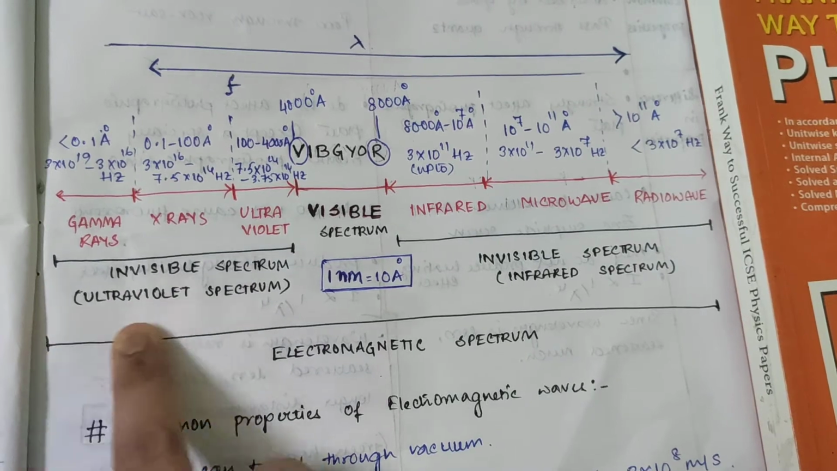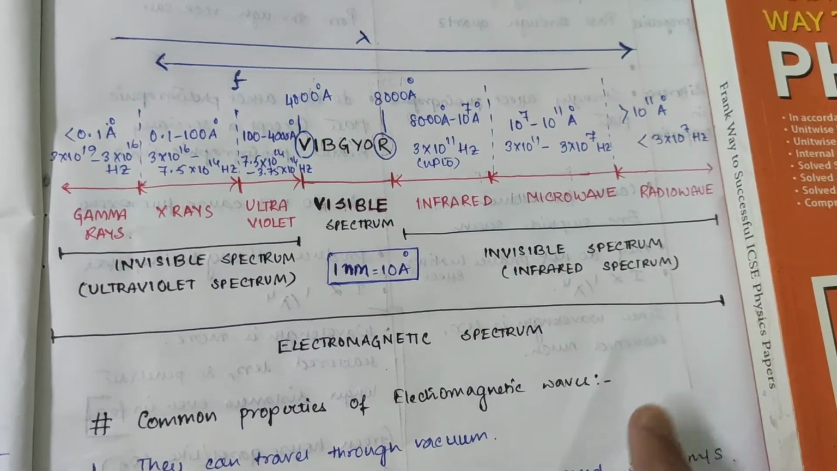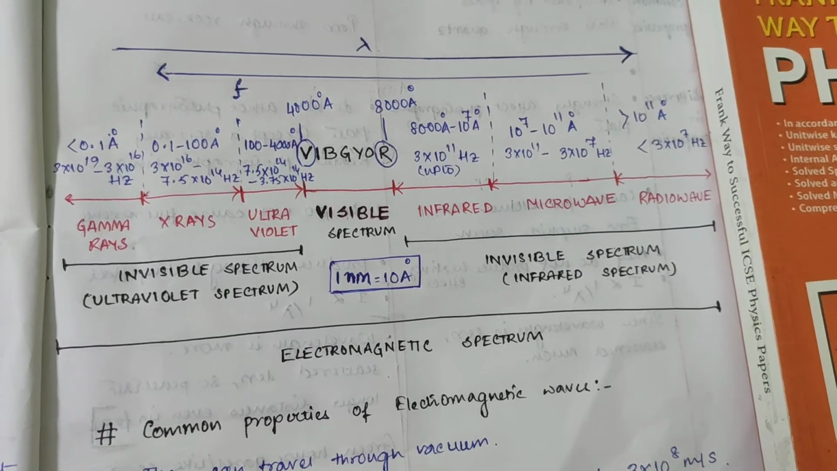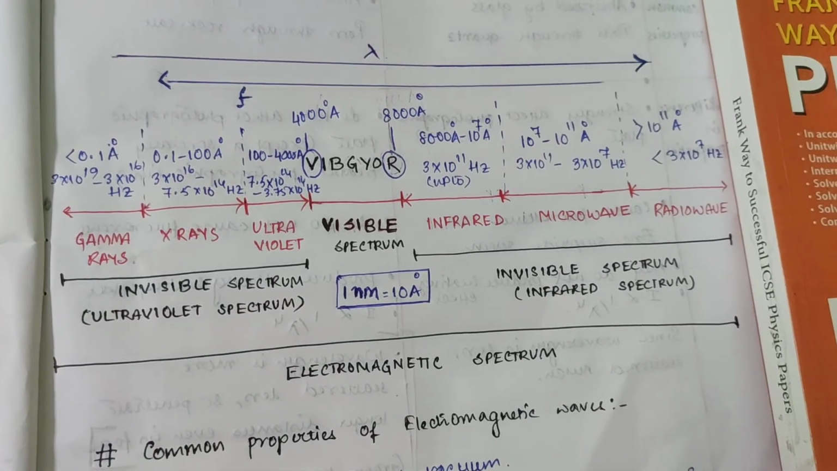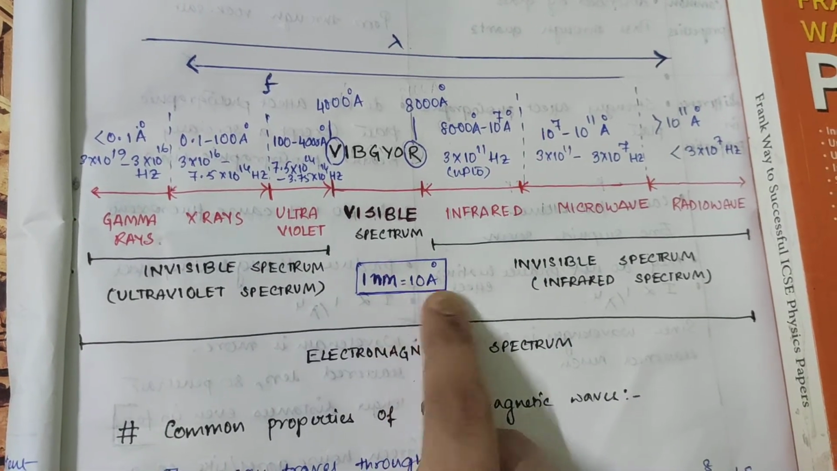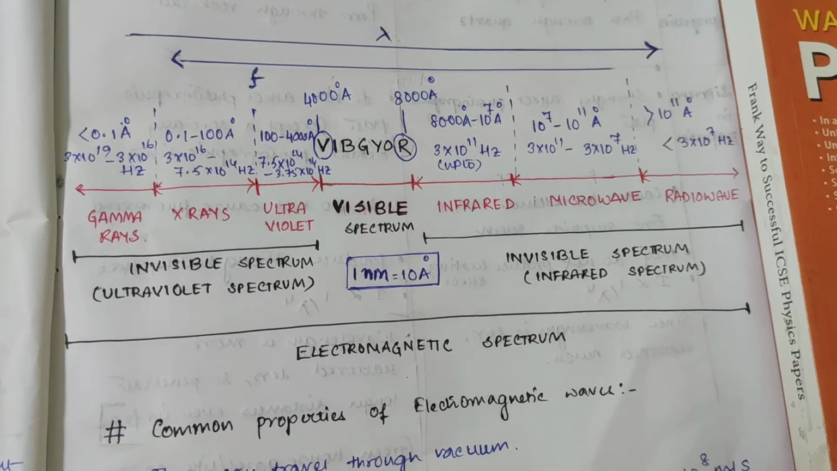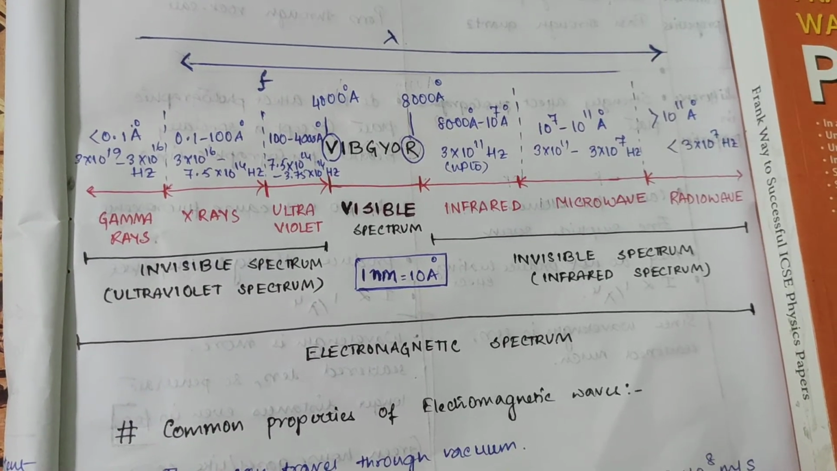And this entire spectrum is known as the electromagnetic spectrum. Okay, I've mentioned the wavelengths in Angstrom, but you can also mention them in nanometer, by knowing the relation 1 nanometer is equal to 10 Angstrom. We can just convert it to nanometer also.